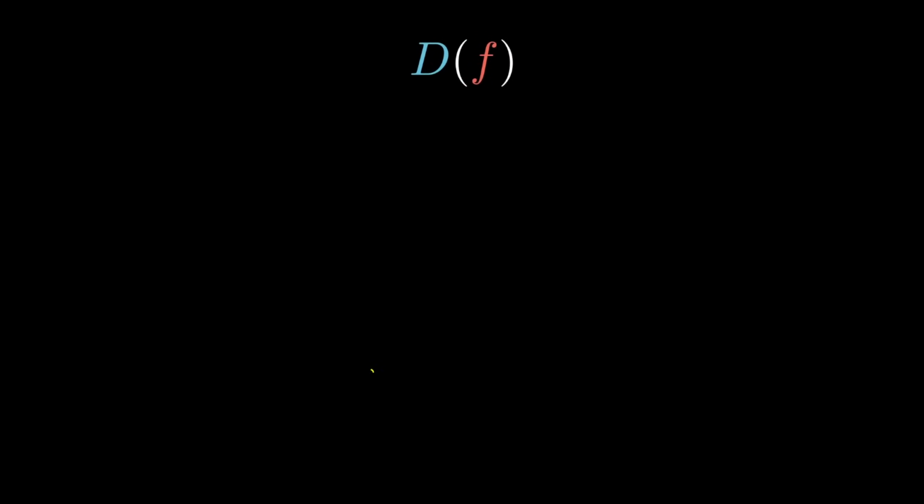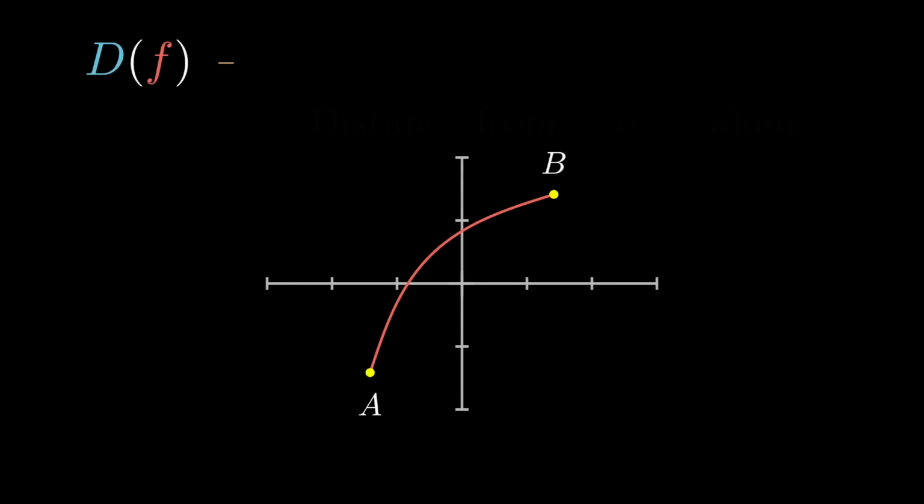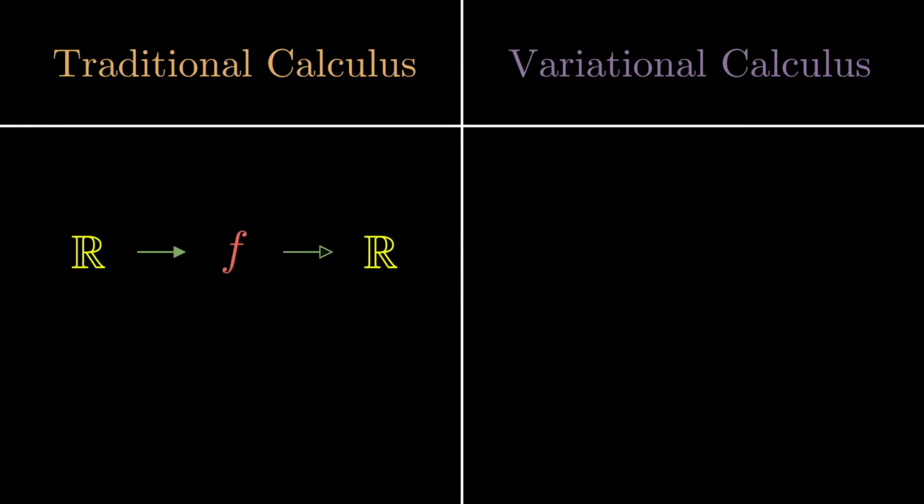A classic example is the distance functional. Let's consider 2 points A and B. The distance functional takes some function f and outputs the distance from A to B along that function f. Variational calculus deals with finding stationary points of these functionals. Notice the difference. In the traditional calculus case, we have a function that maps from real to real. But in the variational calculus case, we have a function that maps from function to real. In both cases, we're finding stationary states of the function, but traditional calculus tries to find the stationary point, where variational calculus tries to find a stationary function.